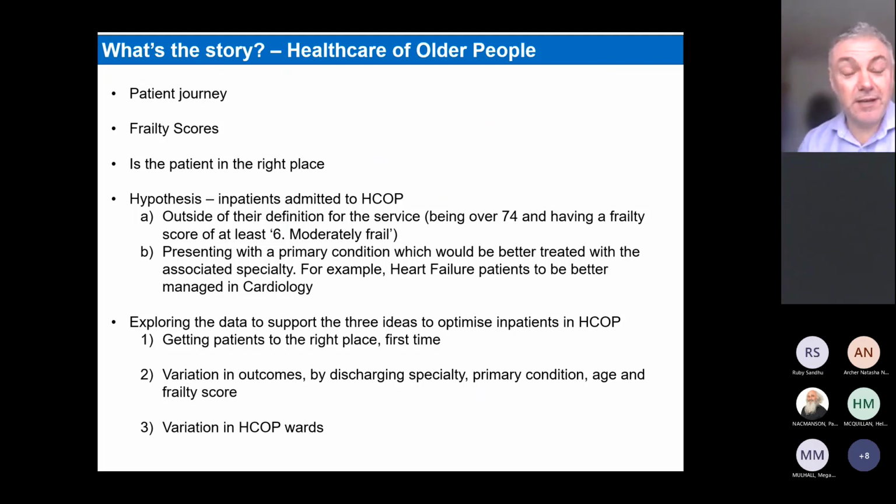They had a hypothesis that inpatients admitted to HCOP outside of certain frailty scores didn't need to be there. A frailty score of lower than 6 didn't really need to be in HCOP. They'd have been better off somewhere else. So if they were presenting with a primary condition, for example, heart failure, then they'd be better off in cardiology. So what we did was pull in that frailty score and then started looking at the data to see if this hypothesis was true.